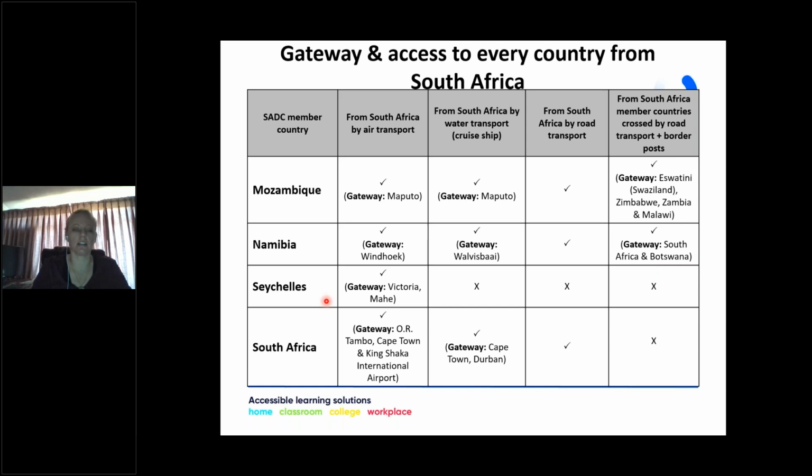If we look at Seychelles, you can reach it via air transport. The gateway there will be Victoria, but you can't reach it via water or road transport.